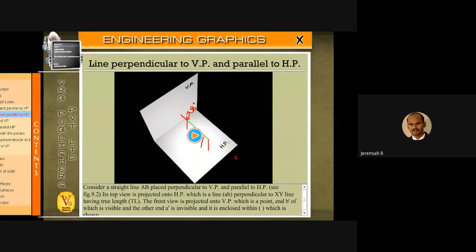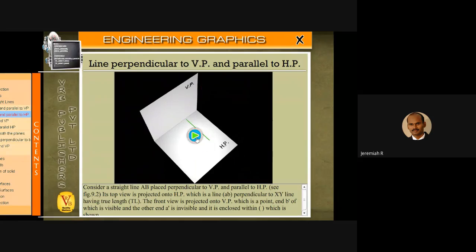So the observer has to be here. So what will we get in the front view? Whatever the point name, if it is AB, A is visible and B is at the back side. You have to mention A dash, B dash. Front view means A dash and B dash. So in the front view you'll get a point. In the top view you'll get a straight line, that is AB. This horizontal plane you have to rotate clockwise 90 degrees.